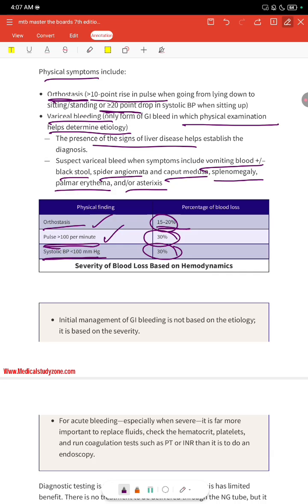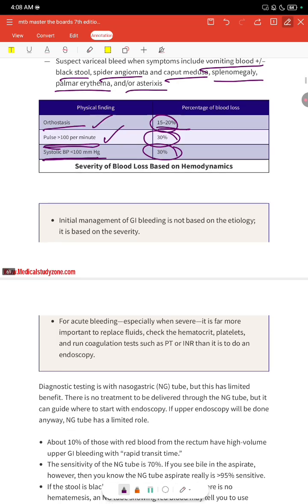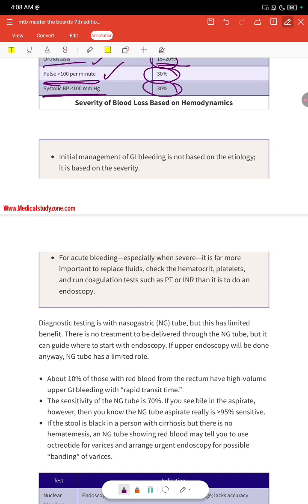If it is 15 to 20%, it will show orthostasis. If it is 30%, it will either show a pulse rate of more than 100 per minute or systolic BP less than 100 mmHg. So, severity of blood loss based on hemodynamics. Initial management of GI bleeding is not based on the etiology. It is based on the severity.